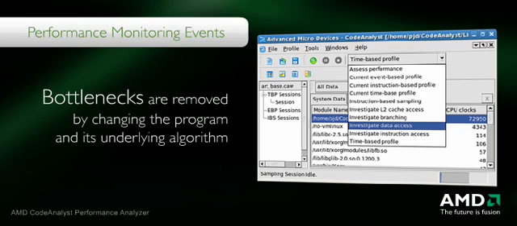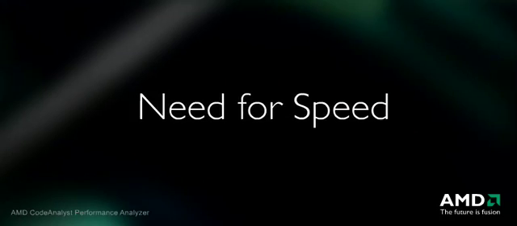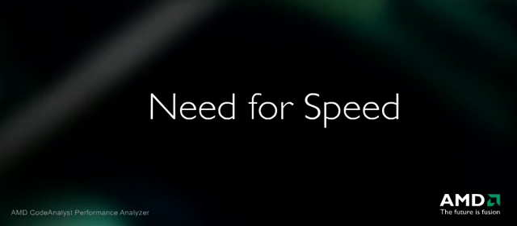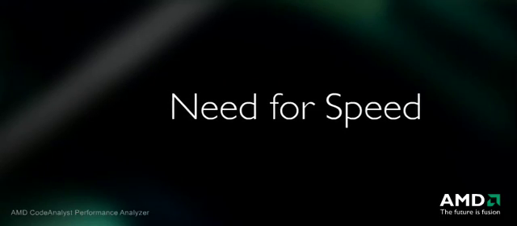Bottlenecks such as these are removed by changing the program and its underlying algorithm. After changing the program and rebuilding it, we measure with AMD CodeAnalyst to see if the changes decreased execution time. Of course, the amount of speedup will vary. We reduce the execution time of this simple program from 75 seconds to 25 seconds.